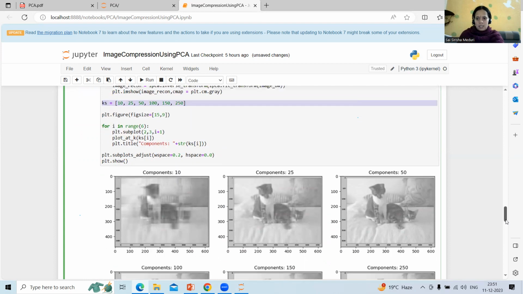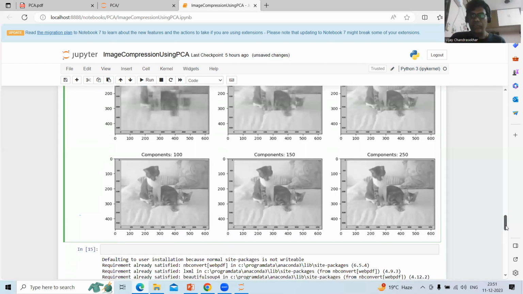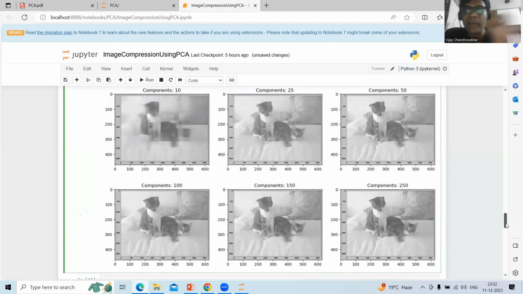If you plot this image, with 10 components it is blurred, not clear. At 25, yes, it is a bit okay. But at 50 itself, we are able to identify there is a pillow here, there is a bed, and there are two cats. So 50 features are sufficient to explain this, and we need not require all the features. Then you have 100, 150, 250.